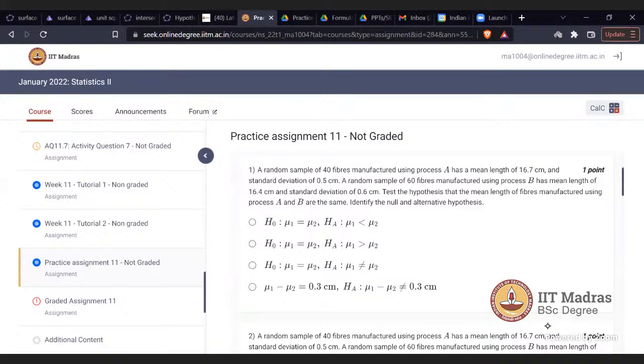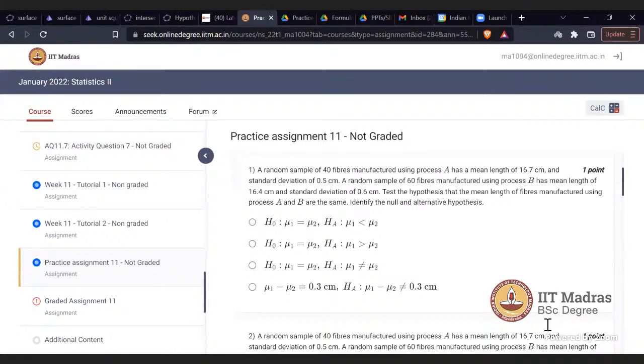It says a random sample of 40 fibers manufactured using process A has a mean length of 16.7 and standard deviation of 0.5. Now you have a random sample of 60 fibers manufactured using process B with mean length of 16.4 centimeter and standard deviation of 0.6. You have to test the hypothesis that the mean length of fibers manufactured using process A and B are the same. Right? So look at the last sentence over here. It says test the hypothesis that the mean length of fibers, right? So you have to test for mean, correct?